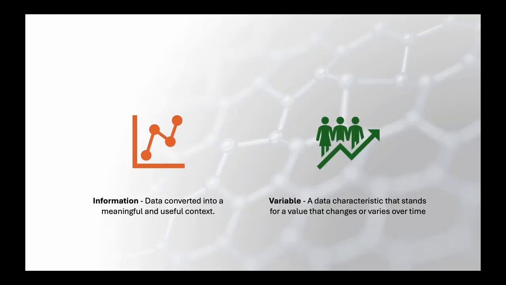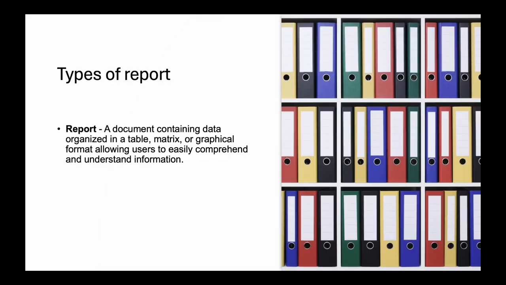Information is data converted into a meaningful and useful context. يعني data with meaning. Variable is a data characteristic that stands for a value that changes or varies over time. هلا الريبورت هو التقرير. عندك types of report, بس هلا الريبورت is a document containing data organized in a table, matrix, or graphical format, allowing users to easily comprehend and understand information. تكون الداتا مرتبة عشان نقدر نحن نفهمها بسرعة.